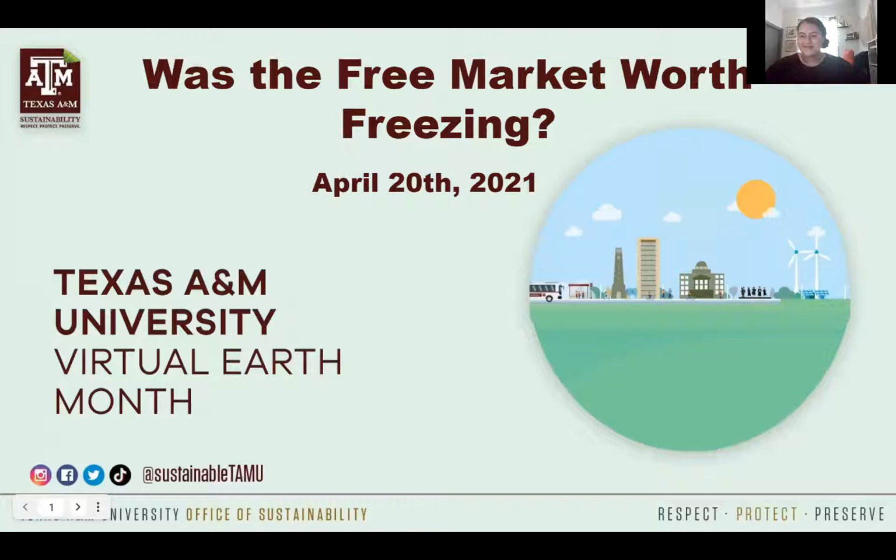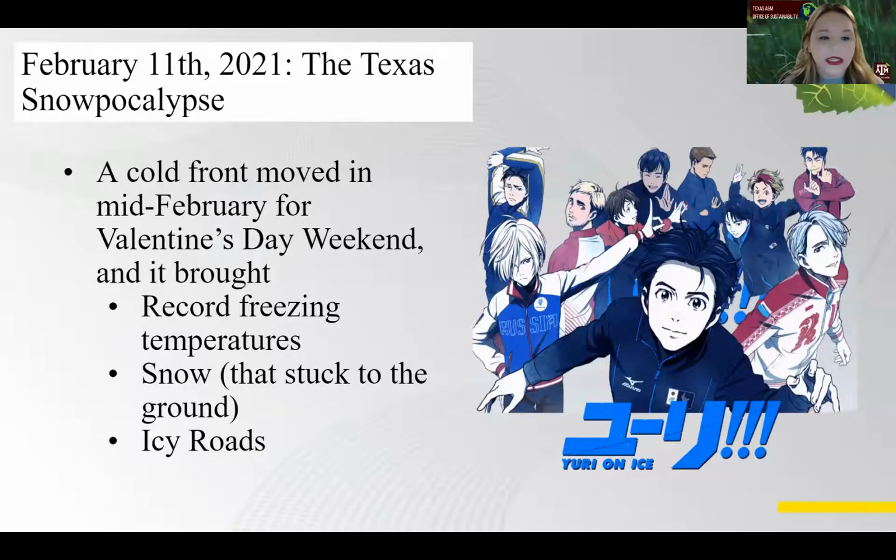In mid-February of 2021, right before Valentine's Day weekend, a cold front moved in and the whole state of Texas experienced record freezing temperatures and a winter storm that caused the whole state to grind to a halt. Officially named Winter Storm Yuri, but more commonly referred to as the snowpocalypse, this extreme weather event left most of Texas covered in a blanket of snow. And the city of Houston, a close neighbor to the city of College Station, was placed under a wind chill warning because they had an observed wind chill of 1 degree.